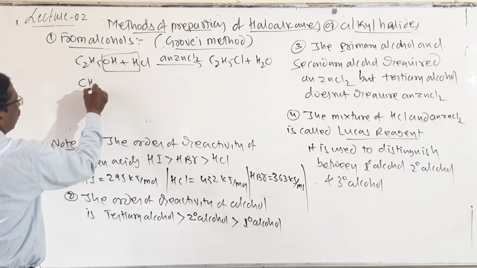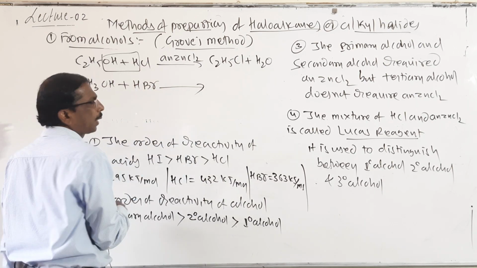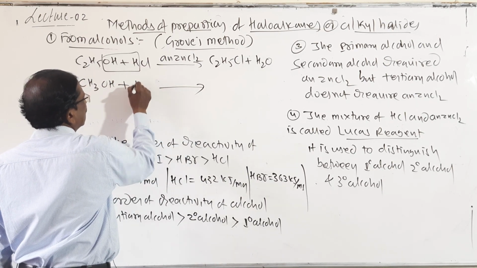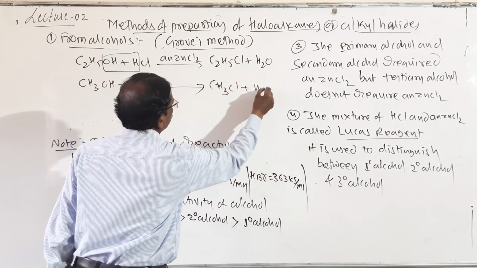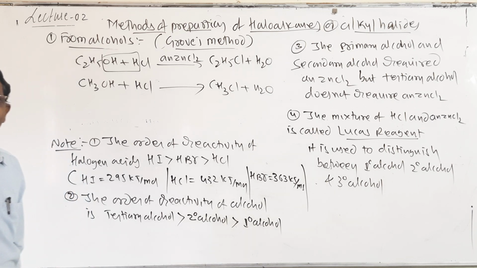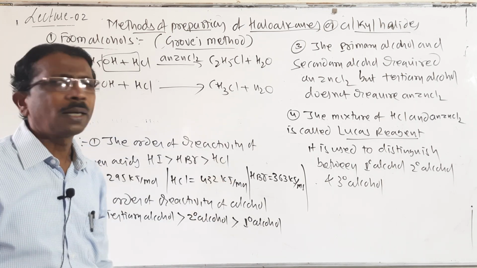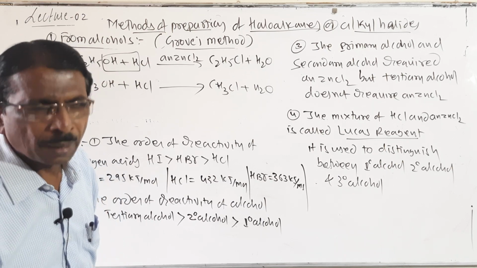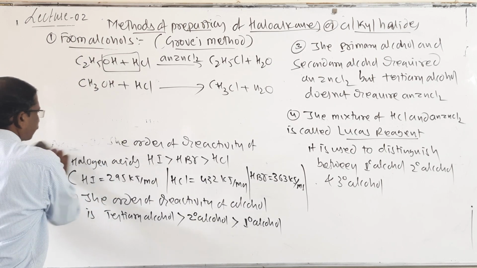So CH3OH plus HCl, or HBr, in presence of anhydrous zinc chloride, you write CH3Cl plus H2O, like this. Then you remember these four, that is an important note. They may ask in the CET exam.